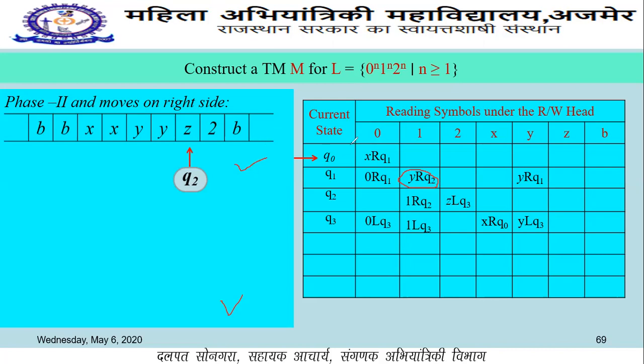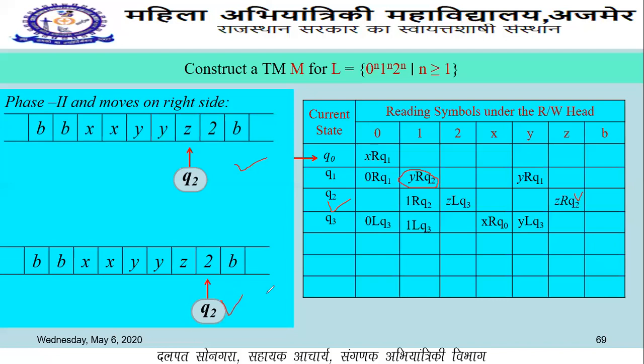For that we have to write a transition function, and that transition function is like this. Whenever we read z at state q2, then we pass z by z and take a right turn without changing the state. When we apply this transition function, we reach the next transition sequence like this. I hope you understand. So this z is just overwritten by z again, and we just take a right turn.